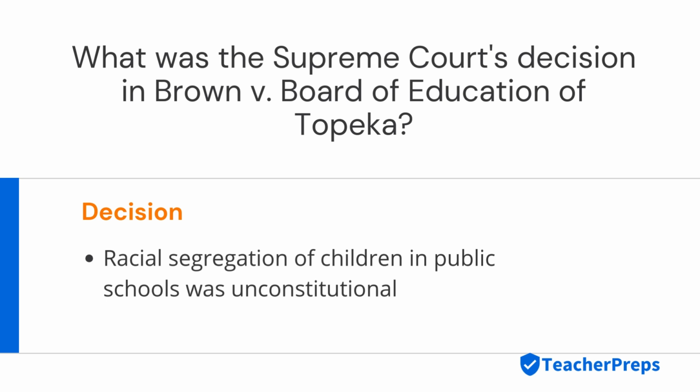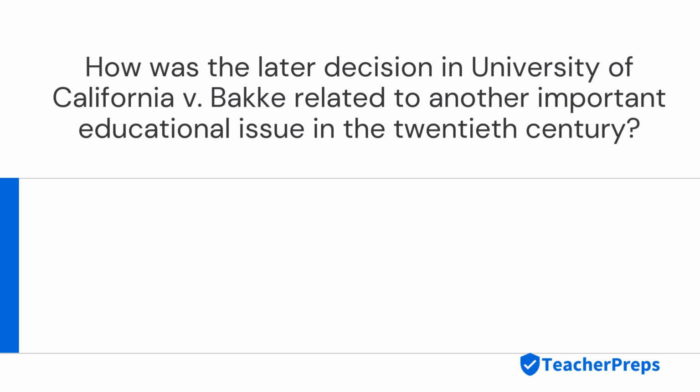All right, here is the final question from our United States history set of questions. Let's go on. This one reads, how was the later decision in University of California versus, I'm not exactly sure how you pronounce this, Bake, perhaps Bake, related to another important educational issue in the 20th century? Again, check your understanding, write or say your answer out loud. Come back for the solution when you're ready.